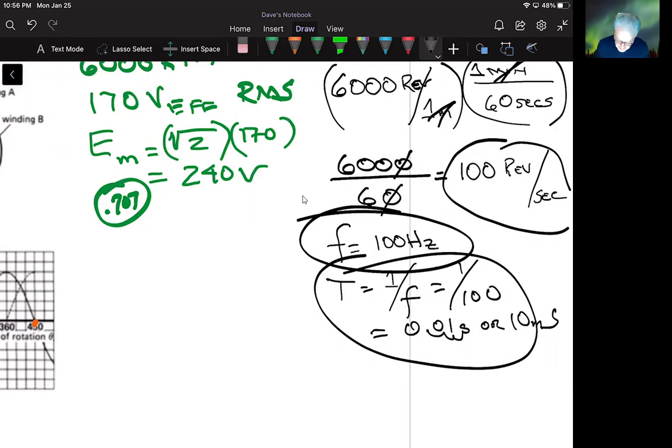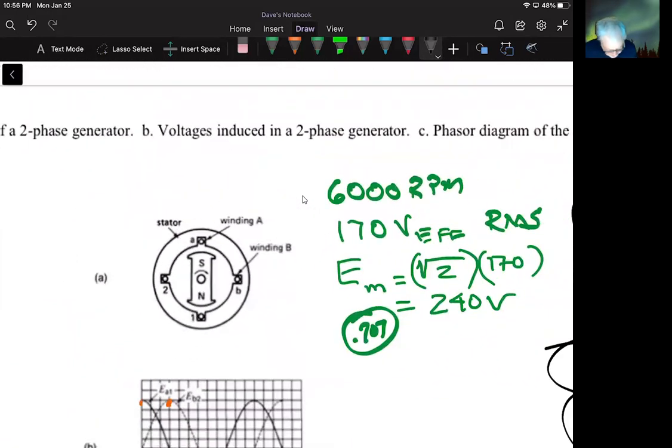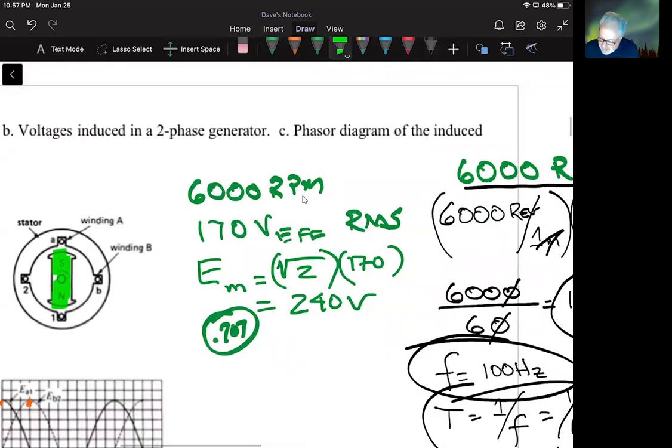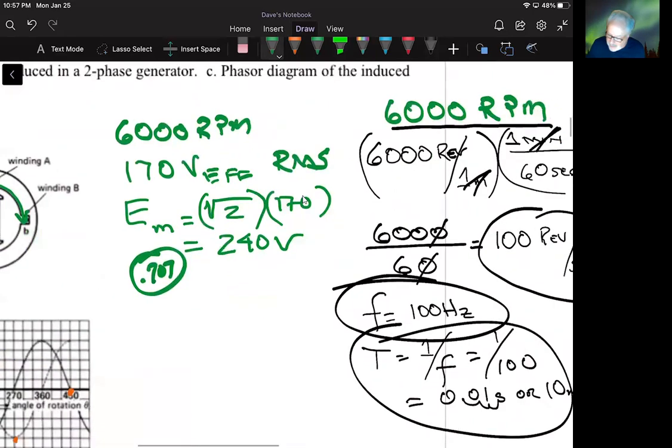Well, we could do this, or we can reason it out, or we could do it mathematically. Either way. But this magnet here, let's get some color to this. This magnet is making a complete cycle in 10 milliseconds. So really, all he's saying is, how long does it take for this magnet to go from here to here, to go 90 degrees?